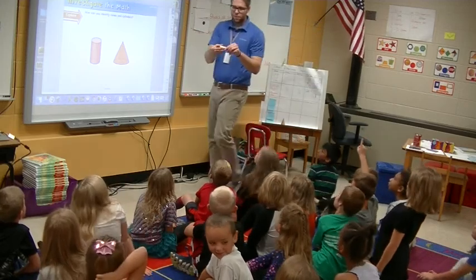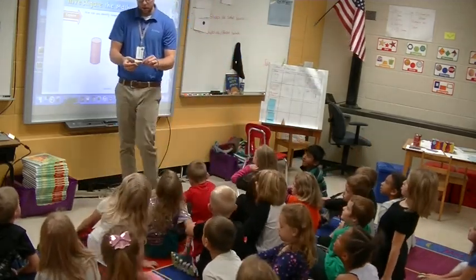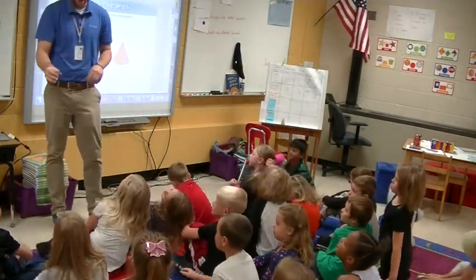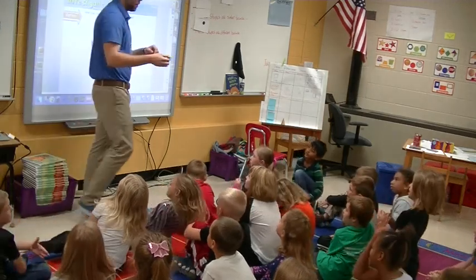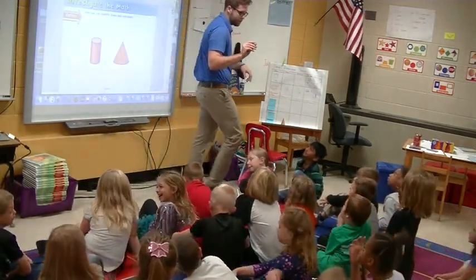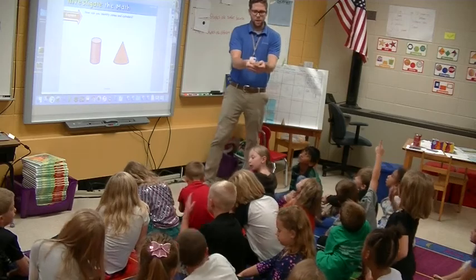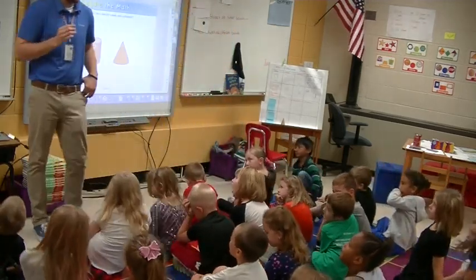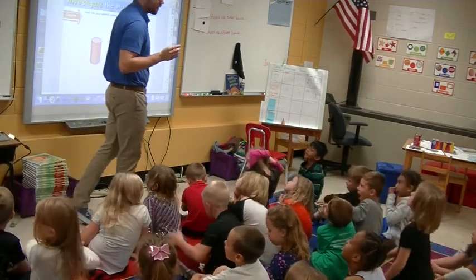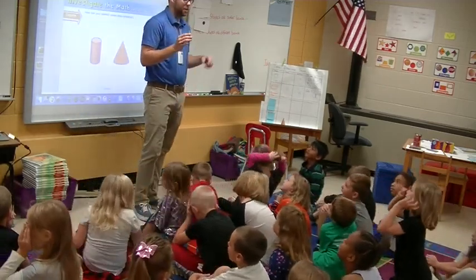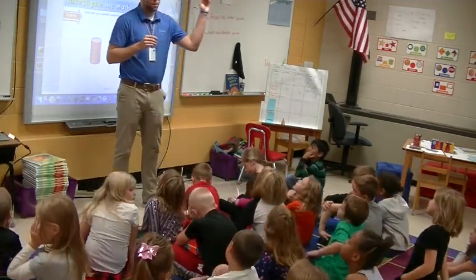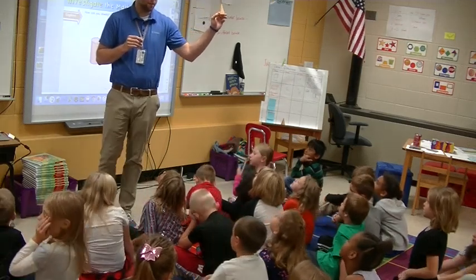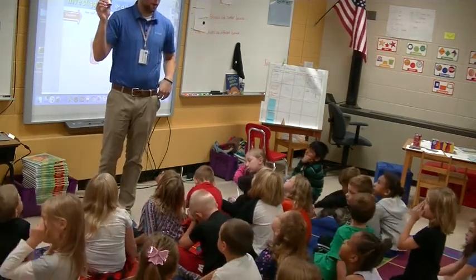Cone. Are the sides flat on this? Are they curved or are they flat? They're curved. Do we have 1 face, 2 faces, 3 faces? 1 face. What shape is that face, boys and girls? It's a circle. Does this one have a corner on it? Yes. So how many vertices does it have? 1. So you're telling me that I can identify this as a 3-dimensional shape. It's a cone.